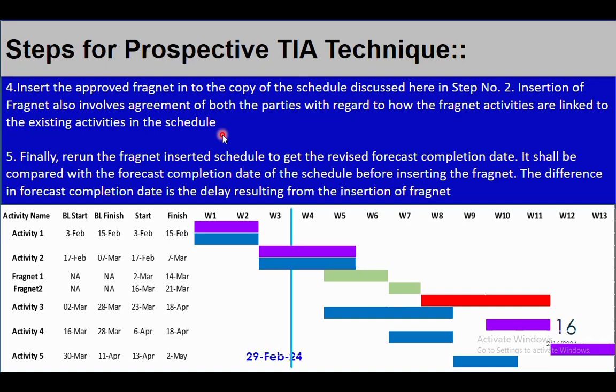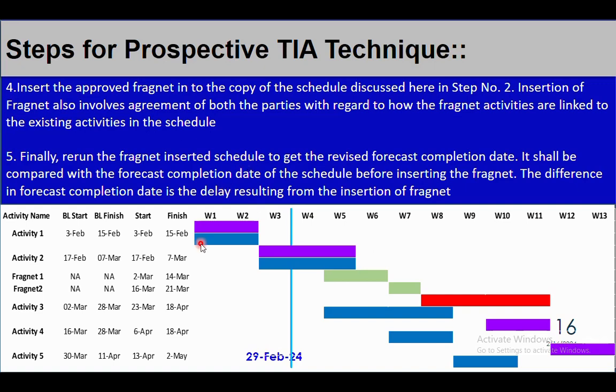Once these fragments have been approved by the client, you insert those fragments in the latest updated schedule, that is 29th February, prior to the effective date of the change or the additional scope. Then run the schedule. That is the last step. Once you run the schedule, it becomes an impacted schedule. The difference between the mechanical completion of the impacted schedule and the latest as-built schedule will be your delay.